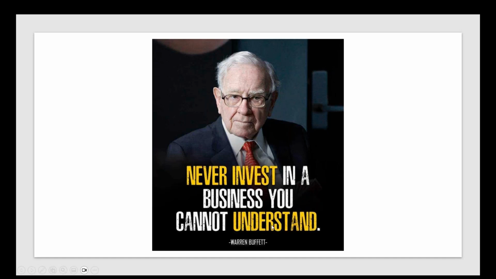Never invest in a business you cannot understand. I don't invest in Bitcoin because I think Bitcoin's bad. No, why do I not invest in Bitcoin? Any client that would ever ask me, should I invest in Bitcoin? I say, great, tell me exactly how it works. Tell me the advantages, tell me the disadvantages. And how many of your clients are going to be able to tell you that? If they can tell you that, tell them what? Invest in Bitcoin.